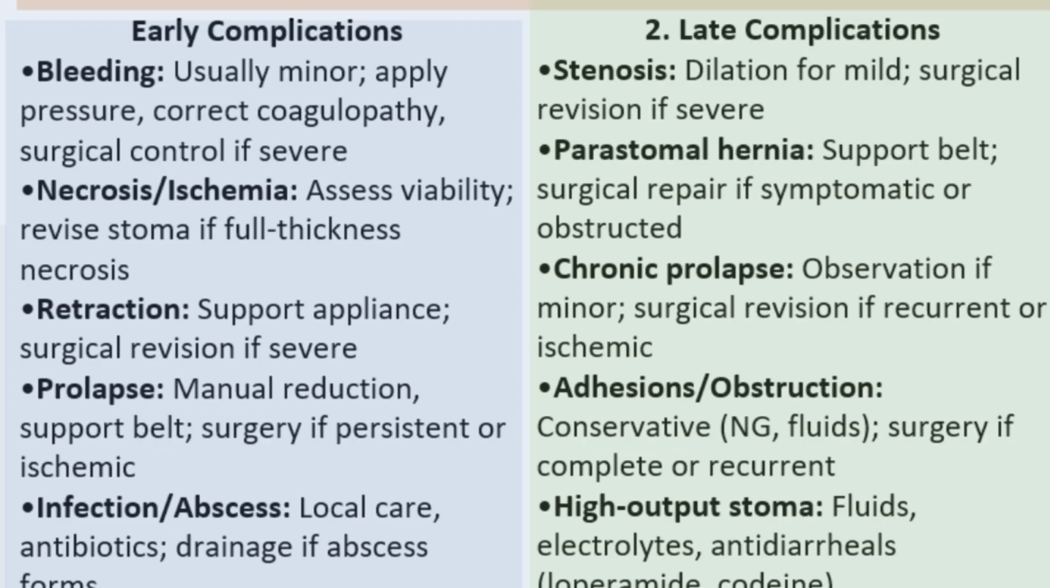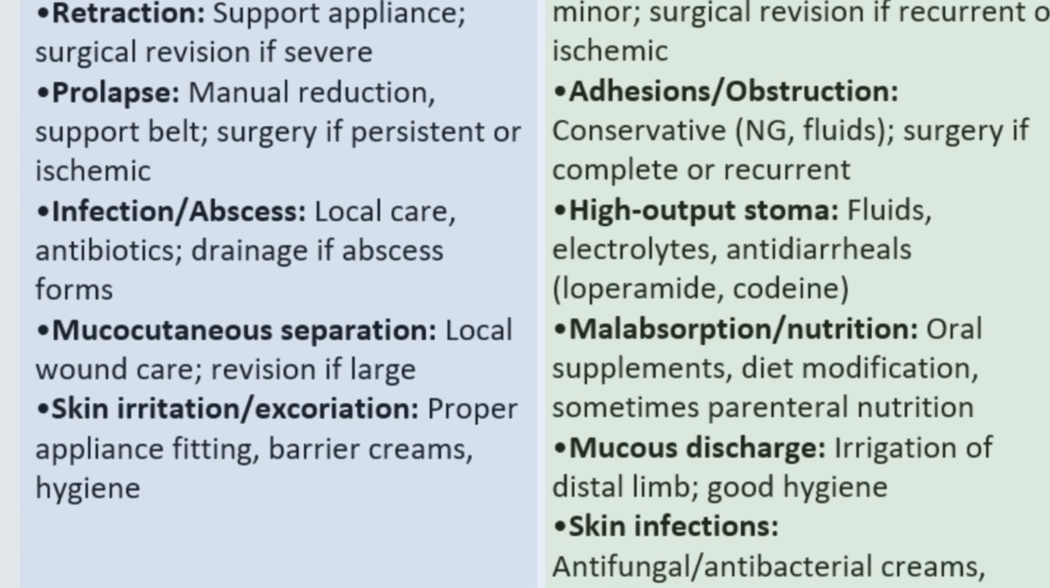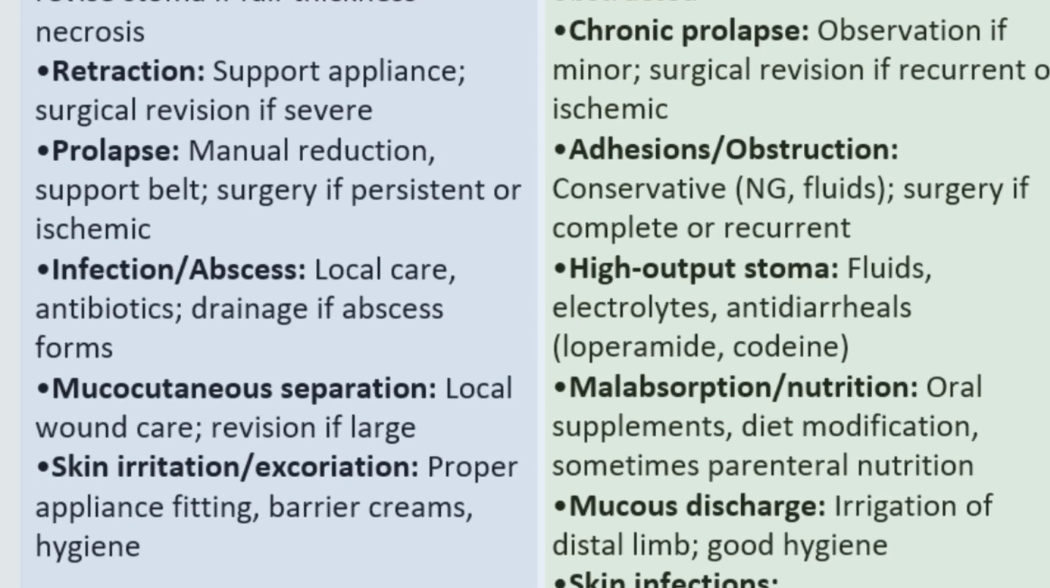Does it have a blood supply? Is it pink? And if it is not showing good life, you have to ensure it's not a full thickness necrosis, because a full thickness necrosis will mean you have to revise the stoma. You may require to redo the stoma. Then we have retraction, we have prolapse, you have infection or abscess, we have mucocutaneous separation, and then we have skin irritation, or what we call excoriation.